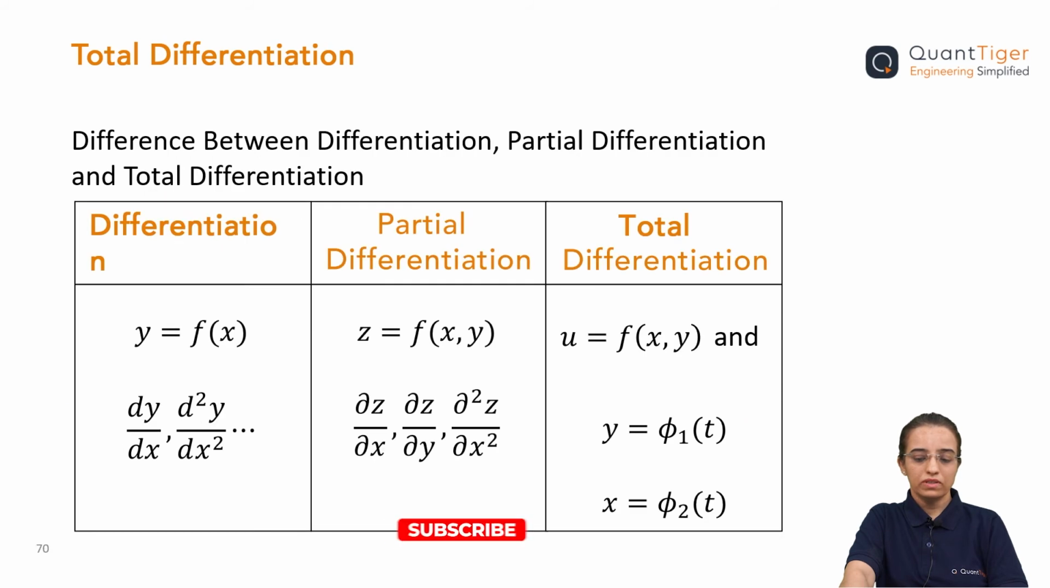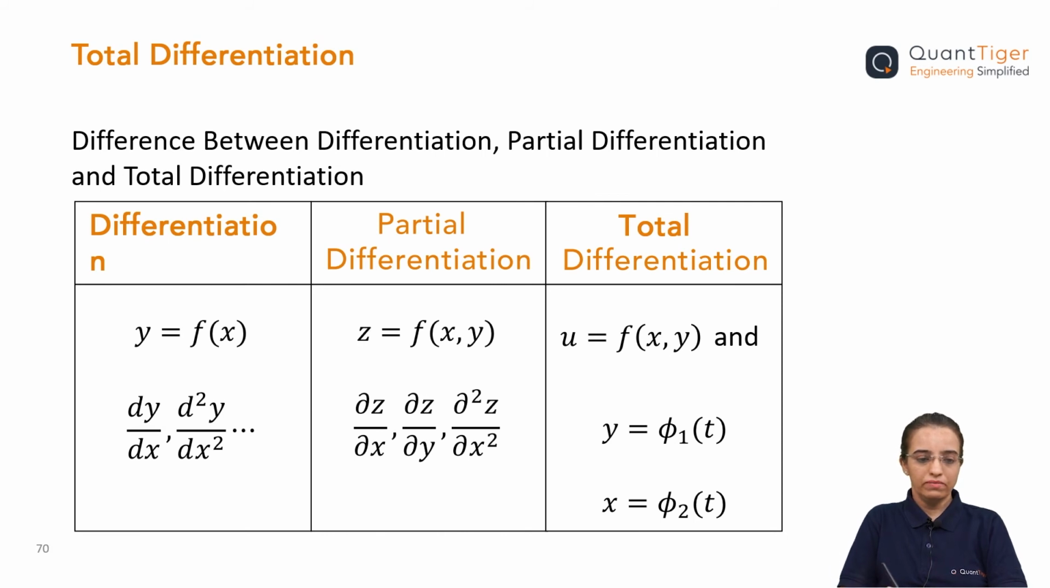So far we have learned different types: regular differentiation, then partial differentiation, and then total differentiation. If you want to take an overall look at all these three types for better understanding, and to understand the difference between them so that there won't be any confusion or we shouldn't mix them with each other, I have put it in one table format to make it easy to understand.